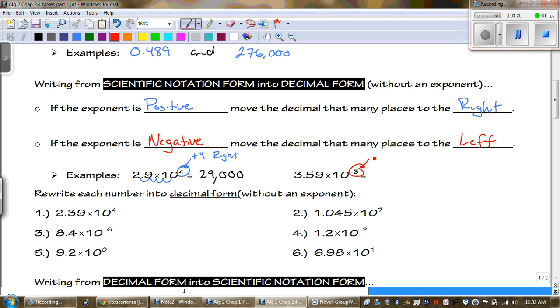A negative means I'm going to move negative 3, which is to the left. So I go 1, 2, 3. So I have to add 2 zeros, and then 3, 5, 9. And then we put a 0 in front. So if it's positive, we move it to the right, and if it's negative, we move it to the left.